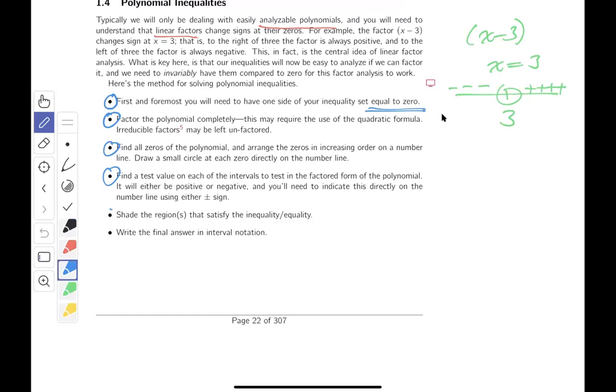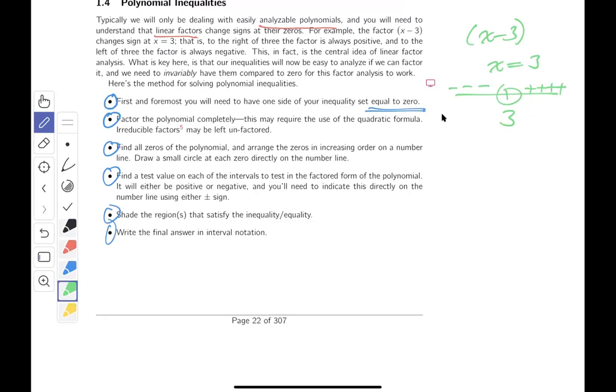The next thing we're going to do is shade the regions where it's satisfied. That depends on the question. Is it greater than 0? What does that mean? Positive. If it's less than 0, what does that mean? It's negative. Final answers will be put down in interval notation. Again, we'll go through examples.